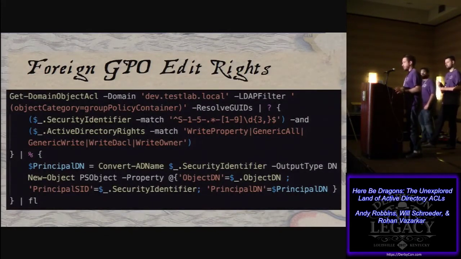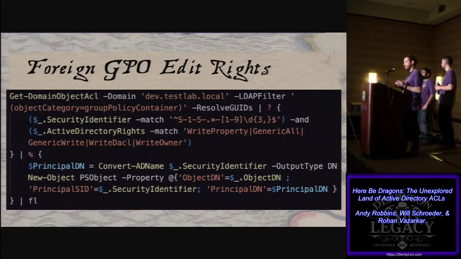If you want to figure out who can actually edit a group policy object in a foreign domain, you can use PowerView as well. So enumerate all the ACLs, or enumerate all the GPOs in dev.testlab.local, resolve all the GUIDs for these ACE entries on the GPOs, and then see where the security identifier is over 1,000, so it's not built in. We're kind of tuning this noise down so we can actually try to find more interesting results. And where the rights are write property, generic all, generic write, write DACL, write owner. So these are those object takeover primitives.